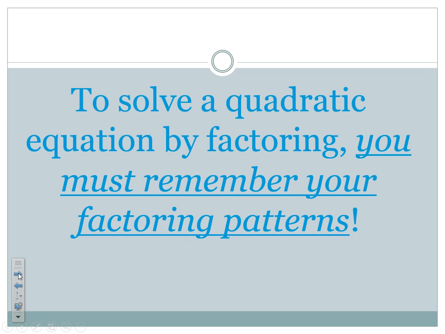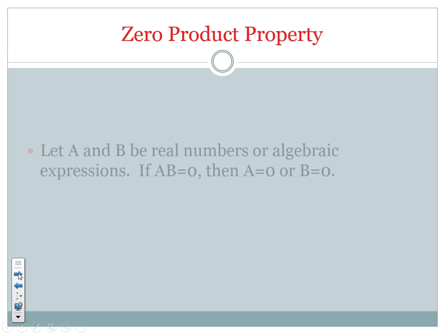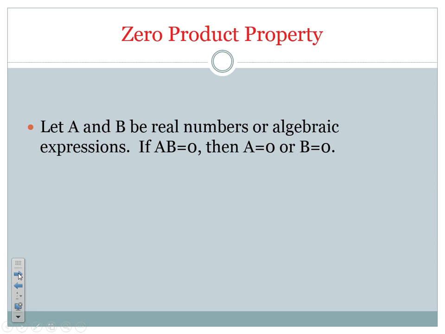So what we're going to do today is solve quadratic equations by factoring. So we must remember our factoring patterns, and having your foldable out will help you to remember your factoring patterns. Let's go over the zero product property first, which is a property that we will use to solve our quadratic equations. The zero product property says, let A and B be real numbers or algebraic expressions. If A times B equals 0, then either A is equal to 0 or B is equal to 0.